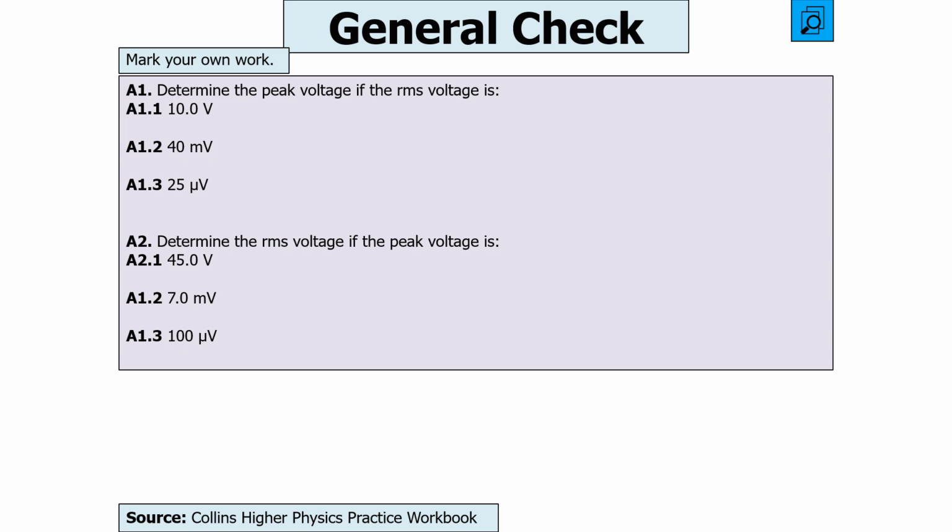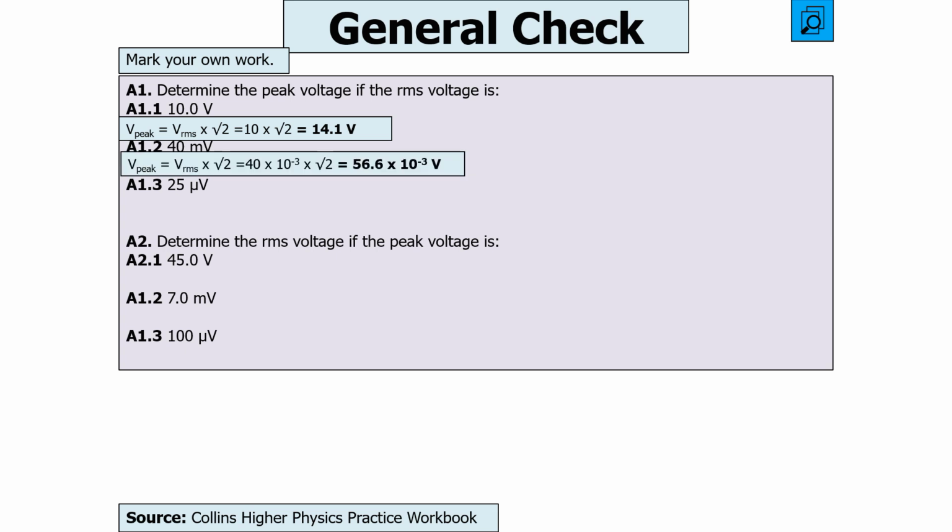Right, this is just using our equation that the peak voltage is equal to the root mean square voltage times by square root 2. That's an equation given to you on your exam. So it's 10 times by square root 2, 14.1 volts. Next one, it's going to be 56.6 times 10 to the minus 3 volts. And then finally, it's going to be equal to 35.4 times 10 to the minus 6 volts.